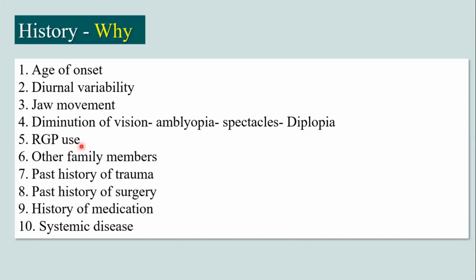Contact lens, RGP, because it causes aponeurotic ptosis. Other family members, like in blepharophimosis syndrome, past history of trauma, past history of surgery, history of medication for myasthenia, for example, or also medications that might cause bleeding tendency during surgery, like aspirin, NSAIDs. You have to inquire about systemic diseases like myasthenia. So you have to keep in mind some points to be asked in the history.